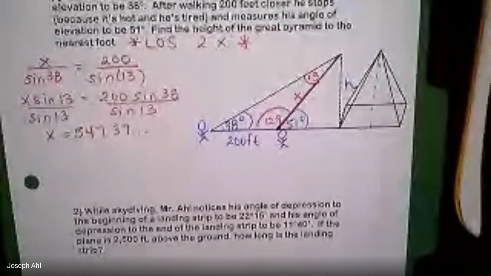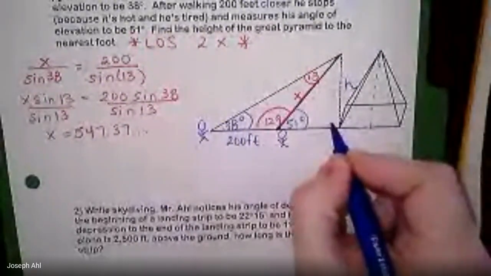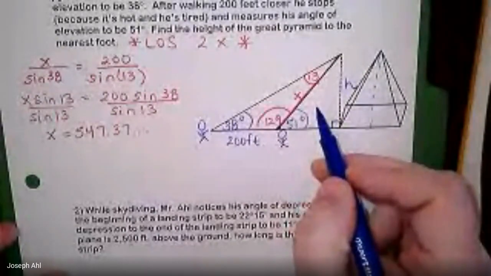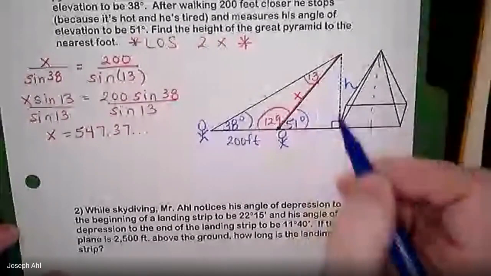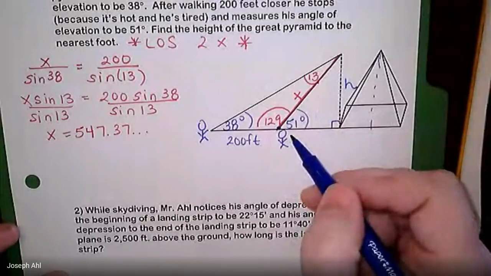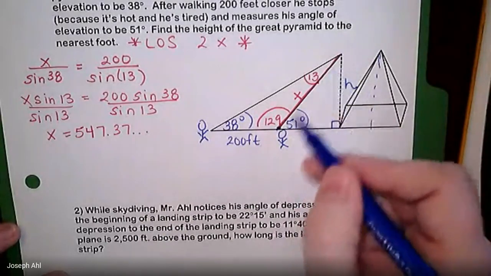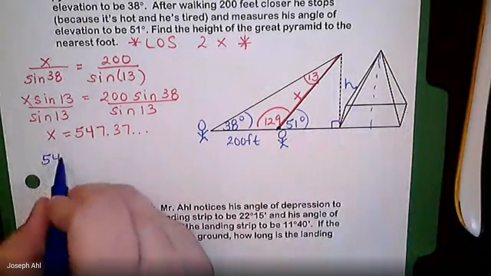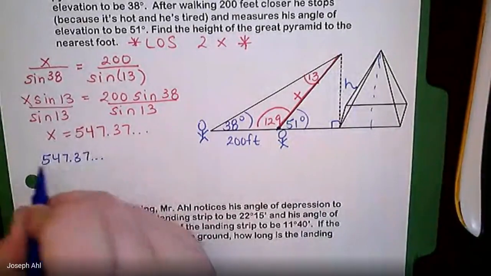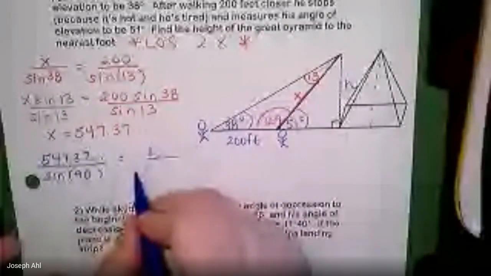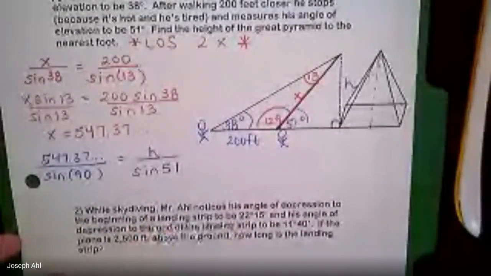So in the last step, now I'm going to move over to this right triangle here. And I like using law of sines again because that's kind of a big focus in this unit. Although if you have a right triangle, you could use SOHCAHTOA to find the side that we've labeled H right here. But if I know the side X is 547.37 dot dot dot, I could put that over sine of the opposite angle, 90, right triangle. And then that would be equal to H, the height of the pyramid, over sine 51.